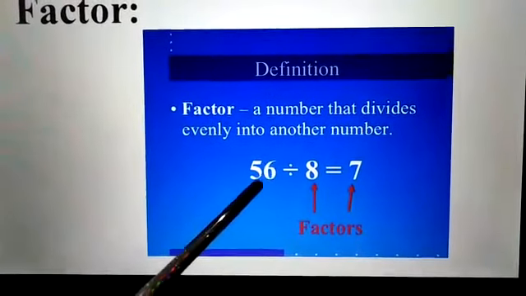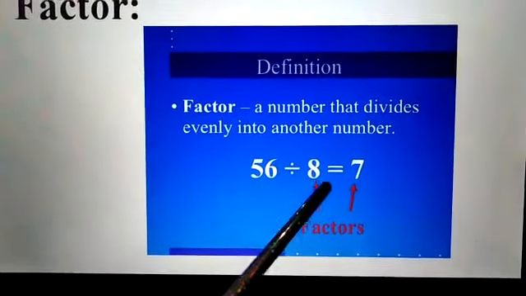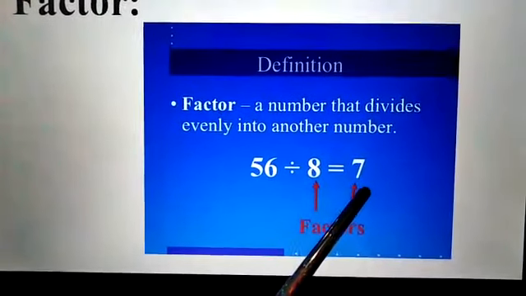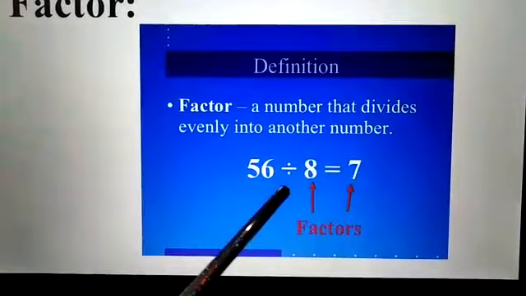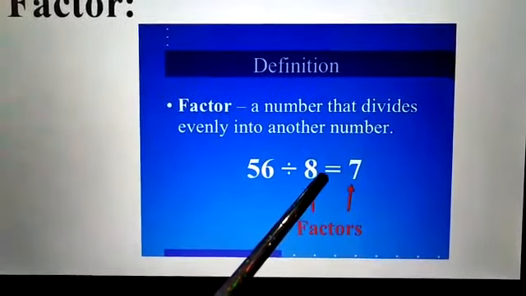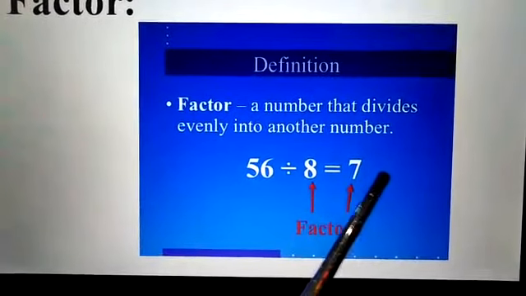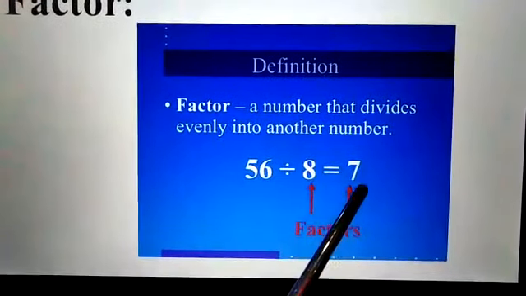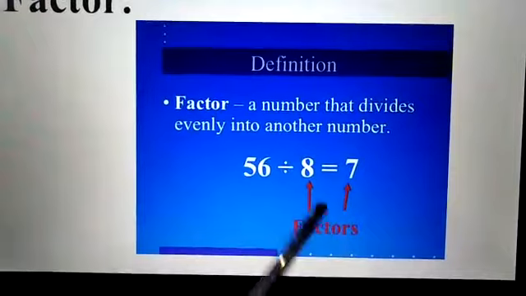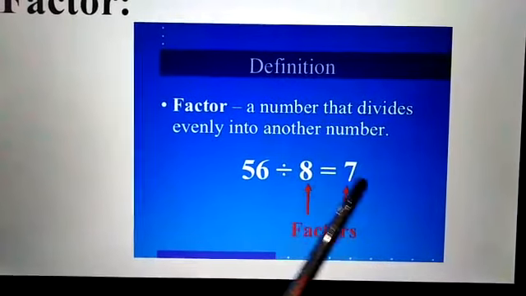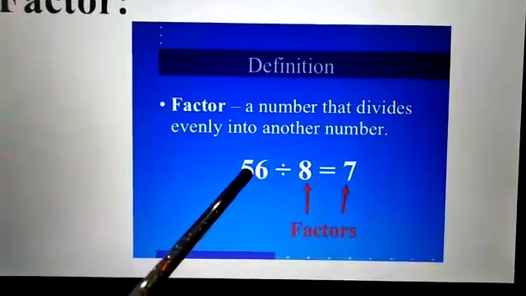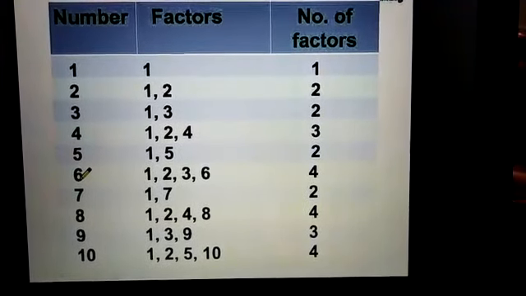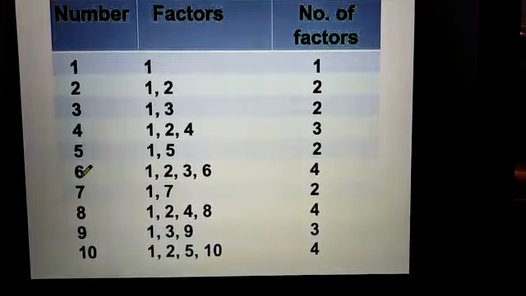Just like 56 divided by 8 is equal to, you know that 8 sevens are 56, so the answer is 7. So 56 is completely divisible by 8, and what is the remainder? The remainder is 0, and the answer is 7. So 8 and 7 both are factors of this number, meaning 8 and 7 both are factors of 56. Okay students, similarly you can find factors of every number.